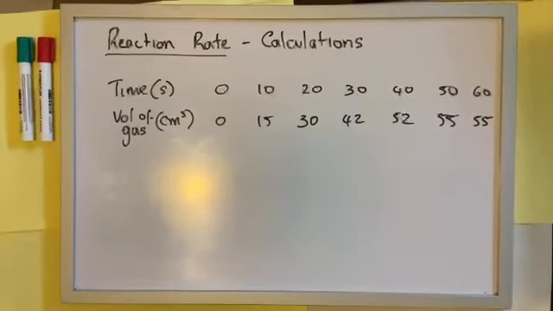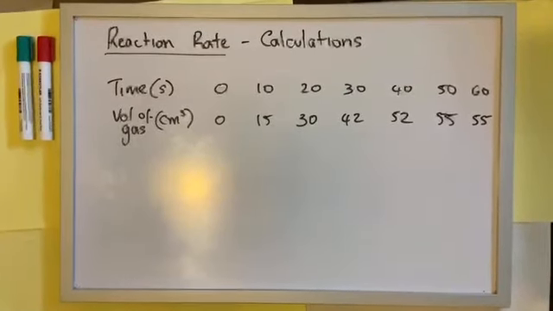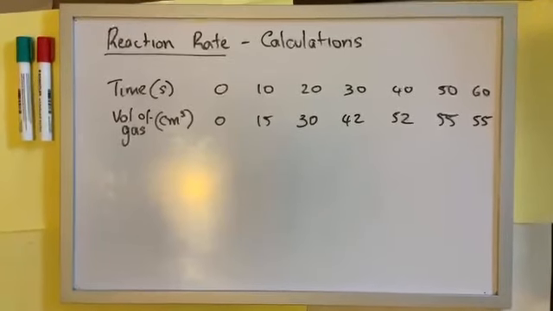Reaction rate calculations. We can see here we have some figures for a volume of gas against time for a reaction. The time starts at 0 and goes up in 10 seconds. The volume of gas being produced every 10 seconds is given.